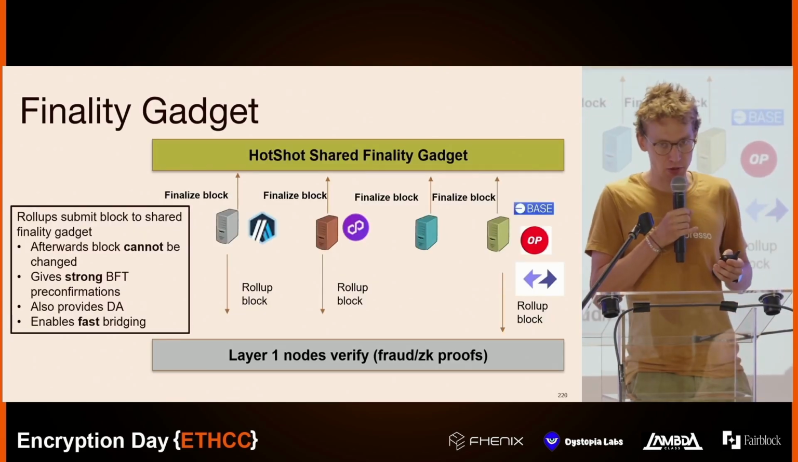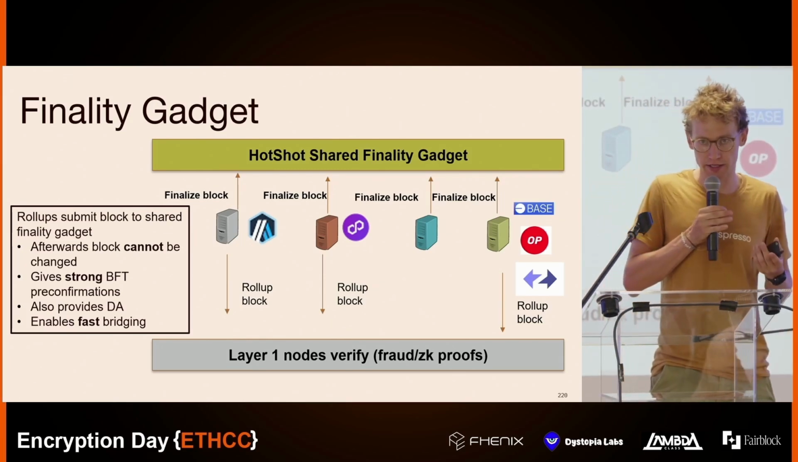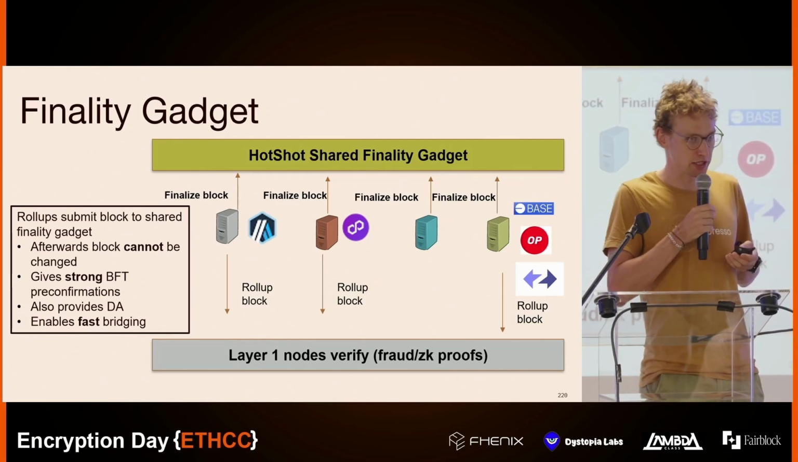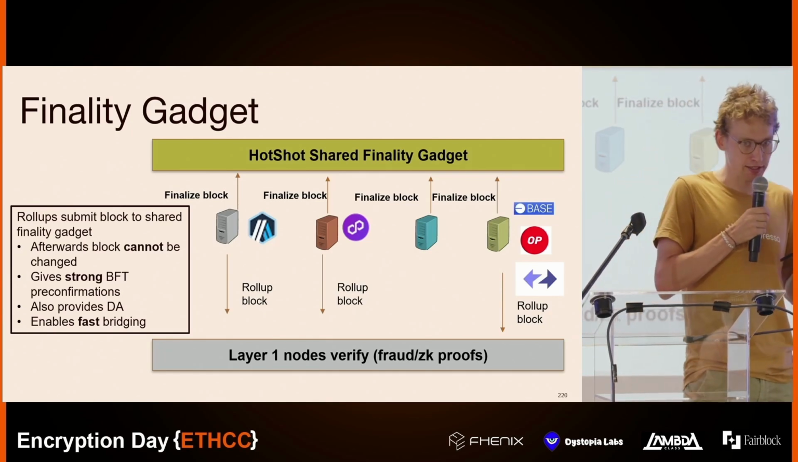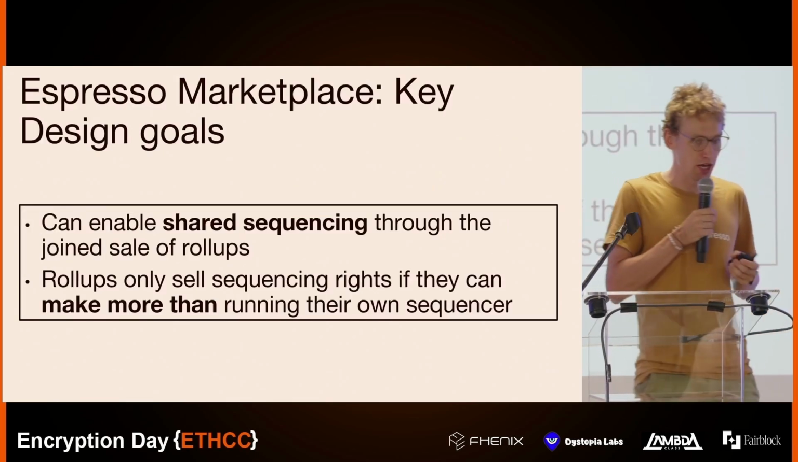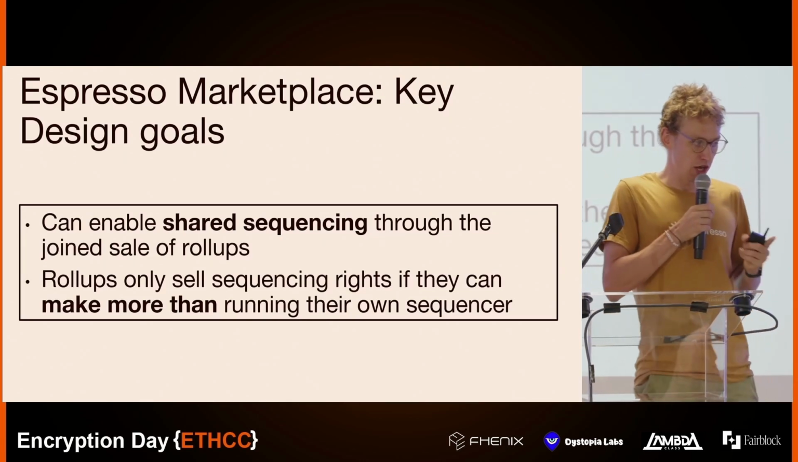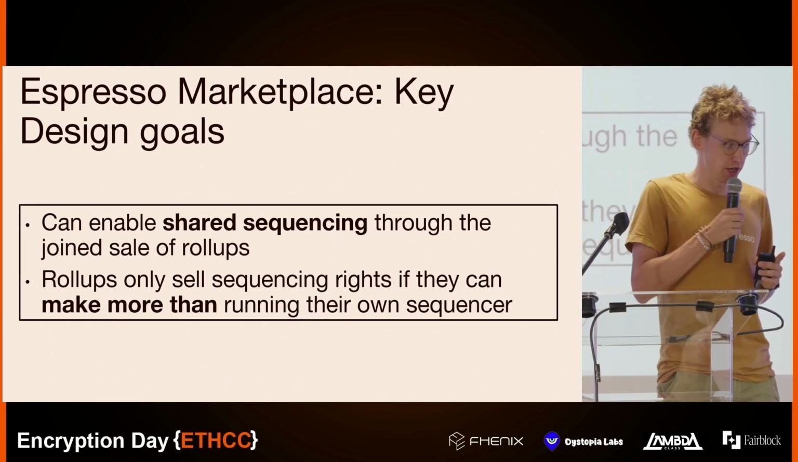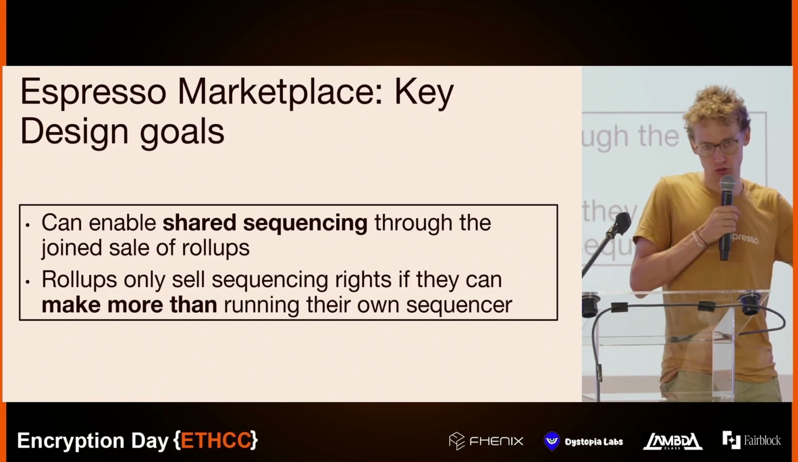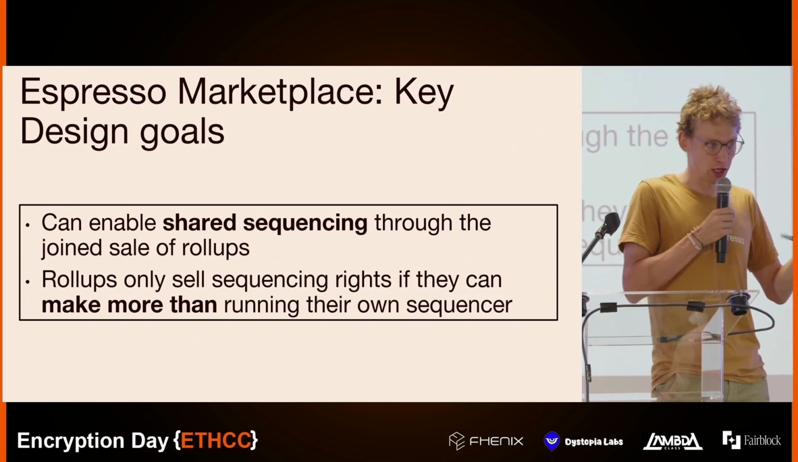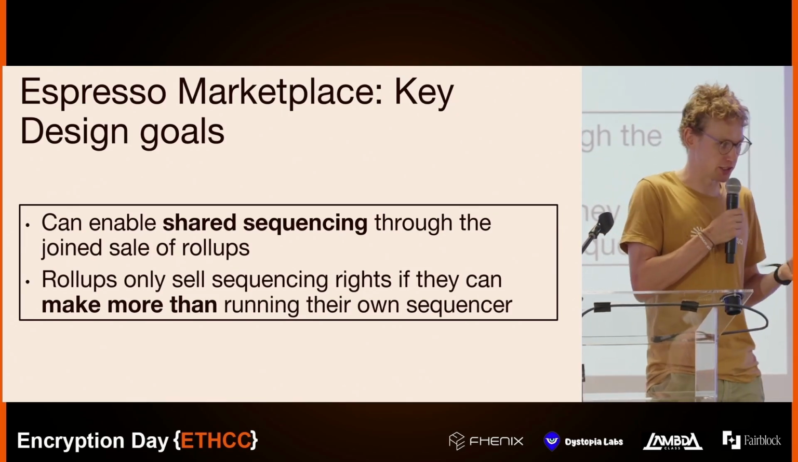In the last couple of minutes, I want to talk a little bit. I said there's this marketplace that basically sells the rollups' rights, but designing this marketplace is actually kind of tricky. And there's a lot of details in how that works, and I won't be able to cover all of it, but I want to give you a couple highlights. And in particular, I want to focus on the key design goals that we had when designing this marketplace. And there's really two design goals. One of them is that we want to enable shared sequencing through the joint sale of rollups. So we want someone that basically wants to control 2 rollups at the same time to be able to bid on 2 rollups and to be able to control them, and that should enable shared sequencing.